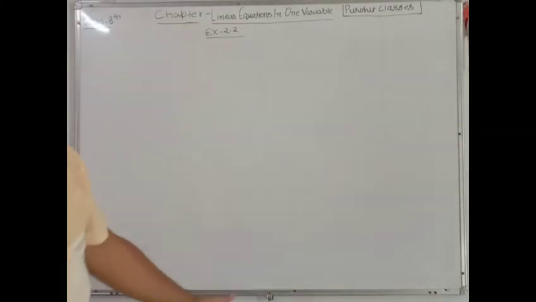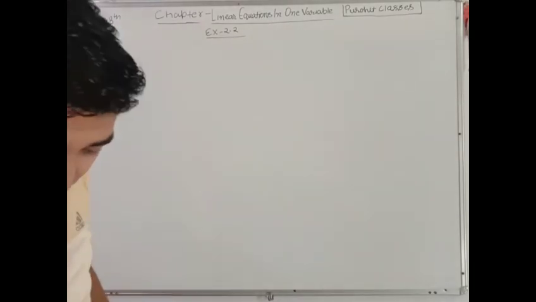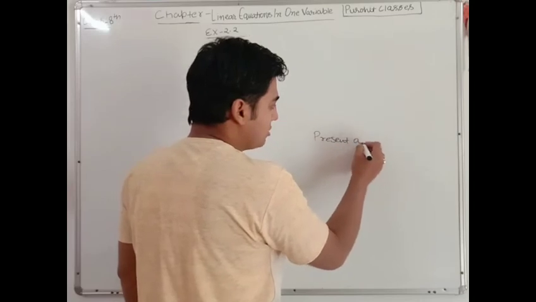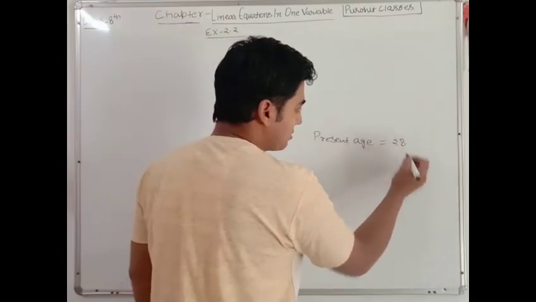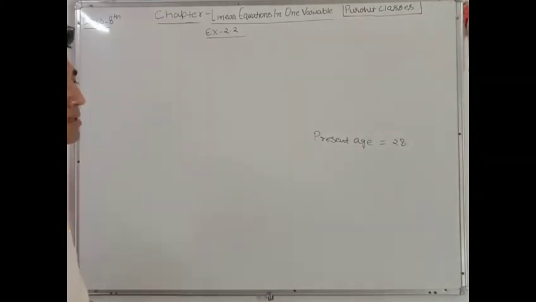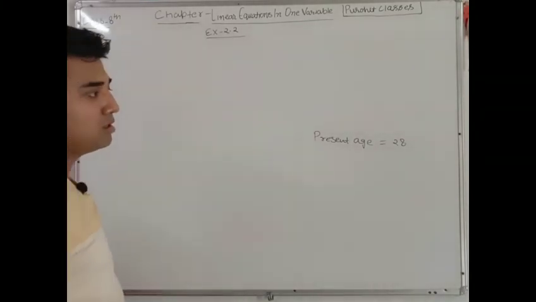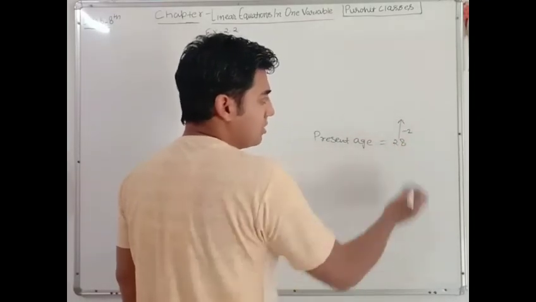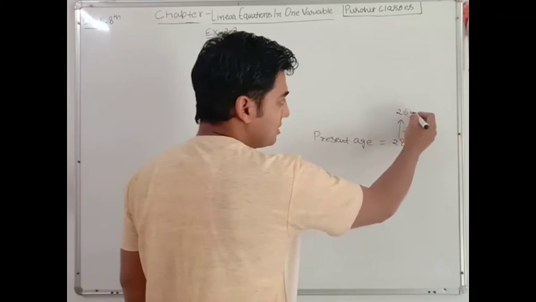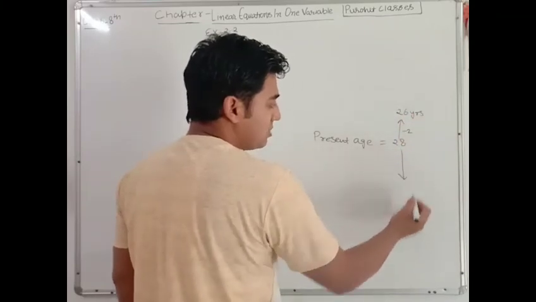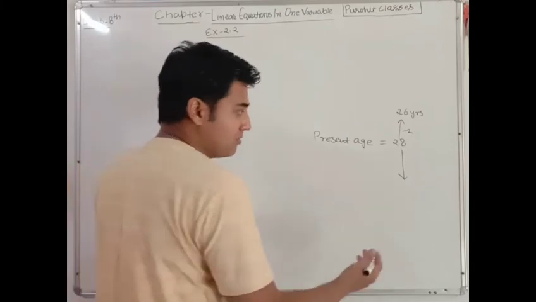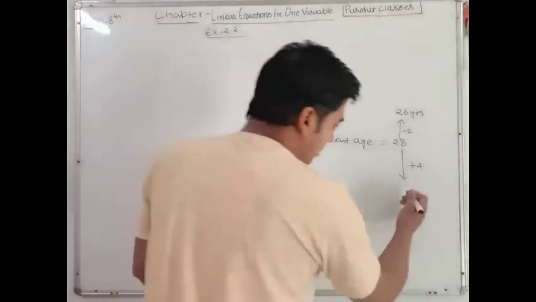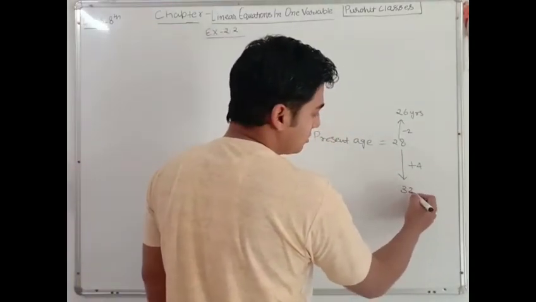So let us do a little bit of practice for the questions which are related to age. Suppose my present age is 28 years. Can you tell me what was my age 2 years ago? Simple. 2 years ago, if I want to move 2 years back, then I will subtract 2 from my age, that will become 26 years. And what will be my age 4 years from now? If I want to go 4 years ahead, I will have to add 4 to my age, then I will be 32.